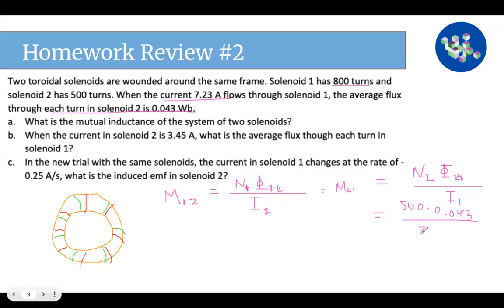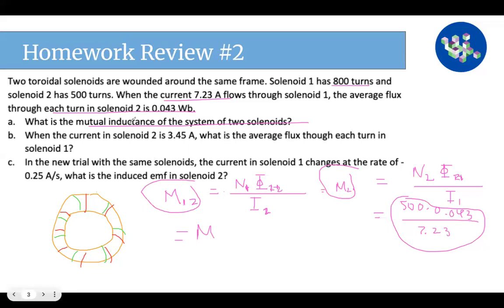So 7.23. And this is just what you get for the mutual inductance, right? You can plug this into a calculator and you'll get your answer for the mutual inductance of the system. And actually, you'll find that the mutual inductance of 1 due to 2 is equal to the mutual inductance of 2 due to 1. So we'll just let this equal the mutual inductance of the system. Just remember how we define mutual inductance and you should be good.